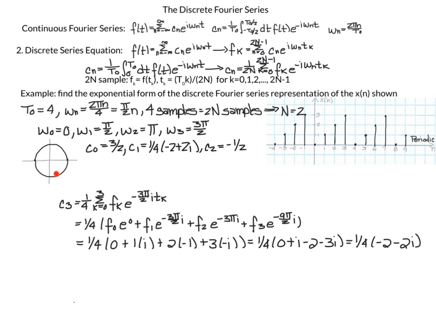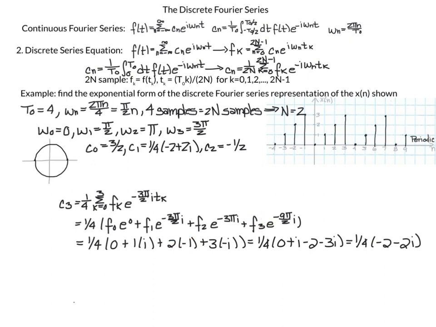So here's 1/2, 2/2, 3/2. So that puts us at i. f2 is 2, e to the minus 3 pi i. So here in the clockwise direction, here's pi, here's 2 pi, 3 pi, which gets us to negative 1.